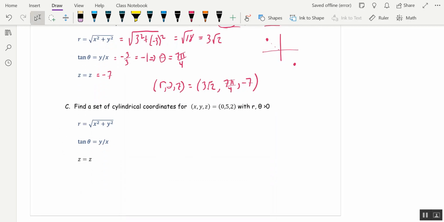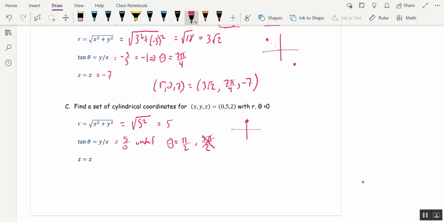Okay, one more. Maybe you should pause the video and do this one yourself. Okay, we're back. R is the square root of 5 squared in this case, which is 5. Tangent theta is 5 over 0, which is undefined. So theta is either going to be pi over 2 or 3 pi over 2. Which is it? Well, let's take a look at x and y. X is 0, y is 5. So we're up there on the positive y-axis. So we want theta equals pi over 2. And z is z, which is 2. So r theta z is 5, pi over 2, 2.